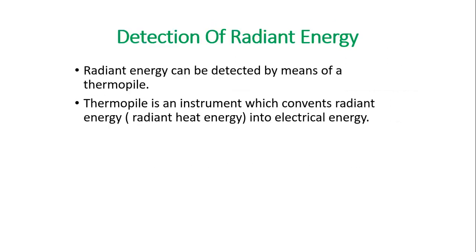Now, the detection of radiant energy. The radiant energy can be detected by means of the thermopile. Basically, this is an instrument which converts the radiant energy, that is thermal energy transferred in vacuum, also known as thermal radiation, into electric energy.